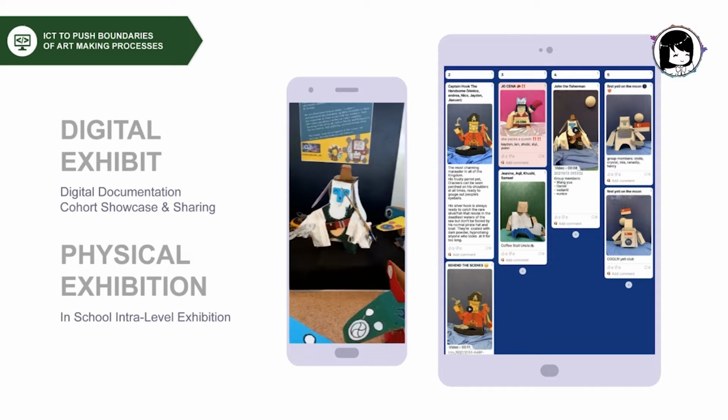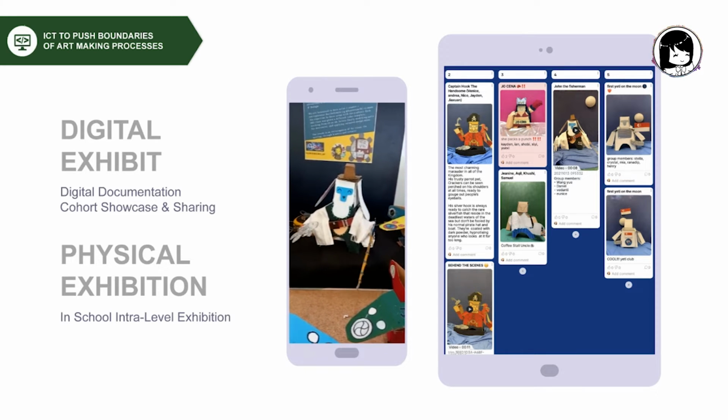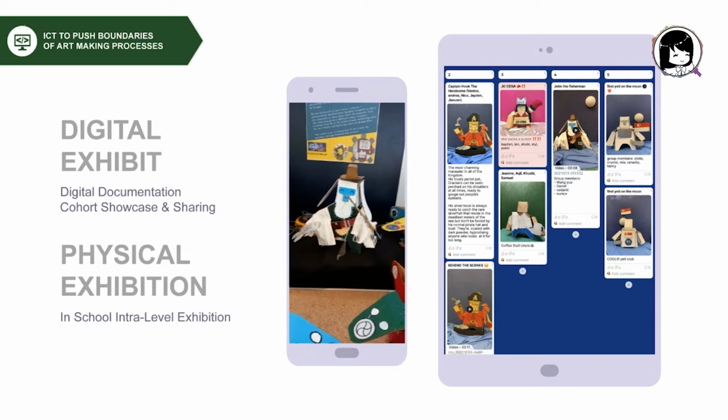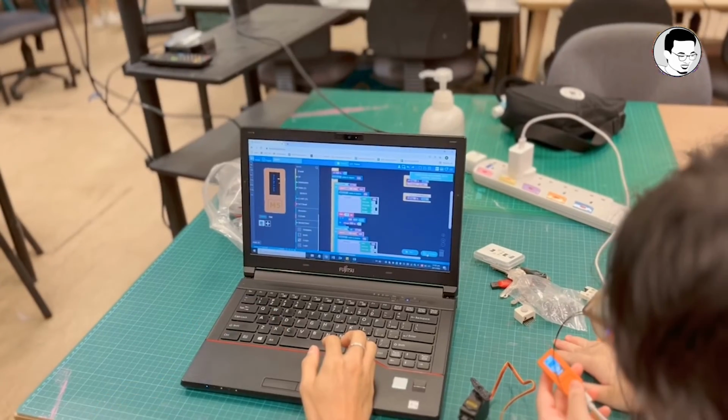While students are only required to design simple movements with a standard code as basic scaffold, many went on to explore more advanced movements which require additional knowledge on coding, mechanical systems, construction accuracy, and more. As NJC is an IP school, we have students from Sec 1 to JC level, and we design our scaffold differently for each level. GenGrid stands for Generation Grid, right?